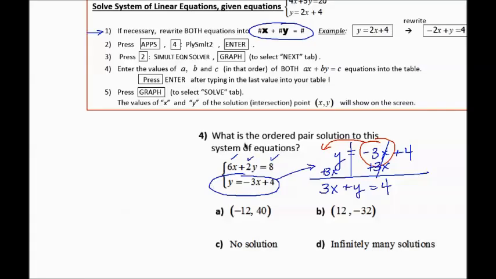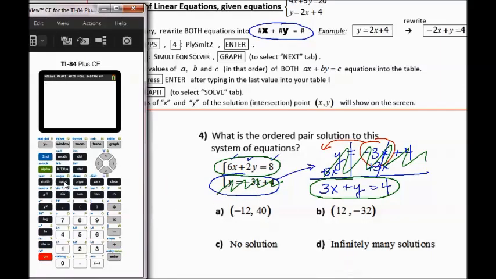The system of equations you're going to be using now is the 6x plus 2y is equal to 8 and the 3x plus y is equal to 4. All the other ones, you can go ahead and scratch over them so you don't accidentally use the wrong numbers. Only these. We go back to our calculator.